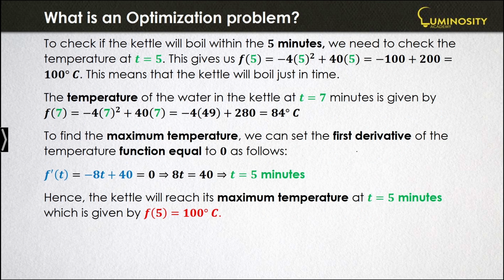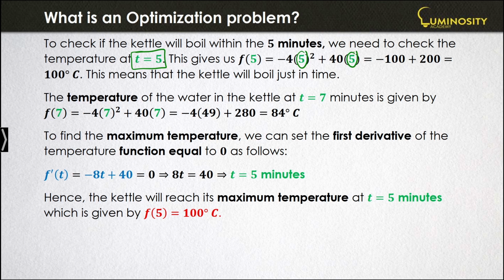To check if the kettle will boil within 5 minutes, we need to check what the temperature will be at t = 5, because that's interpreting what the function is saying. The function f(t) was the temperature after a certain amount of time. So let's say Norman puts it on exactly 5 minutes before load shedding hits. Then in 5 minutes' time, once the power goes off, what will the temperature of the water be? If we plug it into -4t² + 40t, we'll get -100 + 200 = 100 degrees Celsius. So that means if Norman puts it on exactly 5 minutes before load shedding, just as load shedding hits, the kettle will be at its boiling point. Great, so he can have his cup of tea.